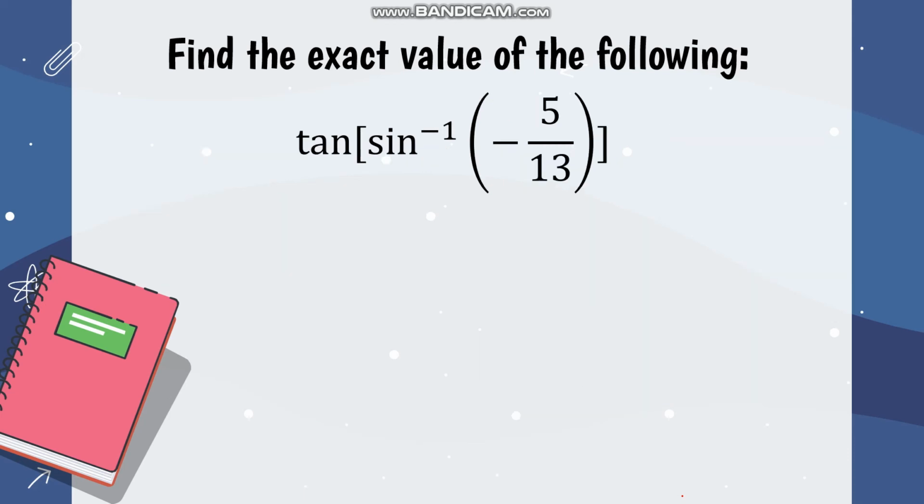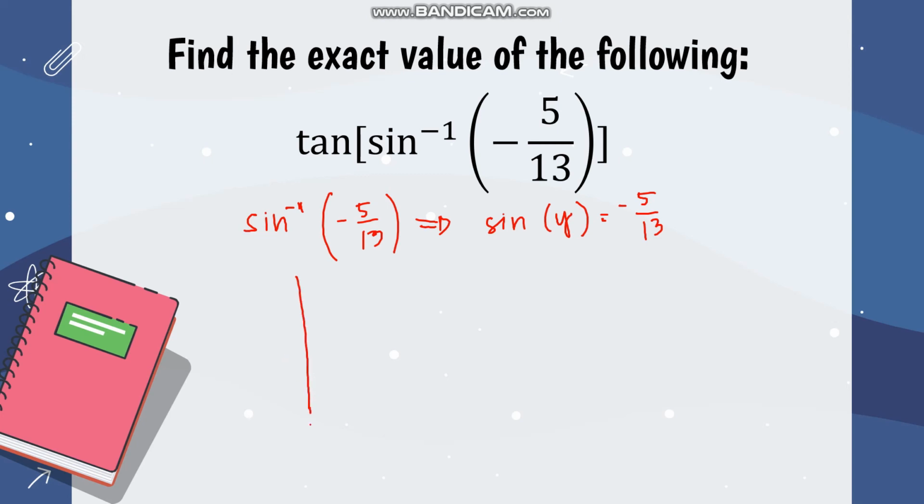Let's try another similar example. So let's say we have tangent of sine inverse of negative 5 over 13. So let's again solve for the one inside the parenthesis. So that is sine inverse of negative 5 over 13. So we now have again to identify what angle will give us a sine of negative 5 over 13. So let's draw again a right triangle.